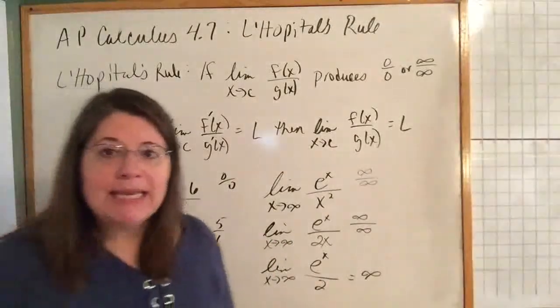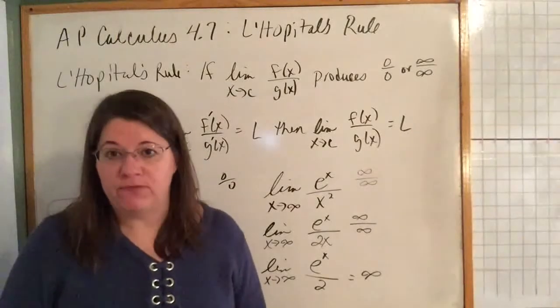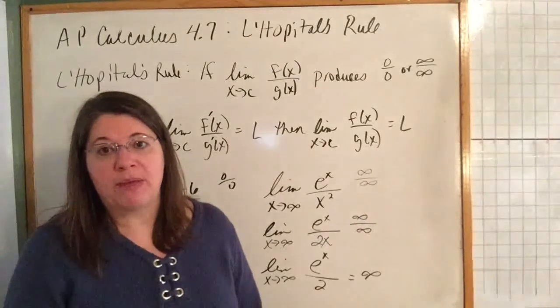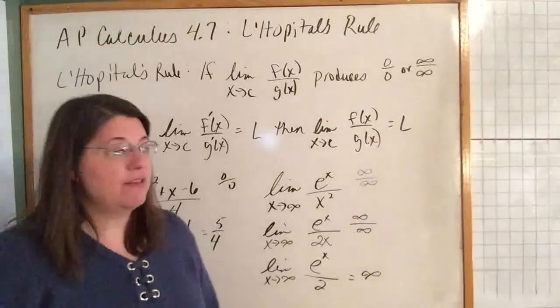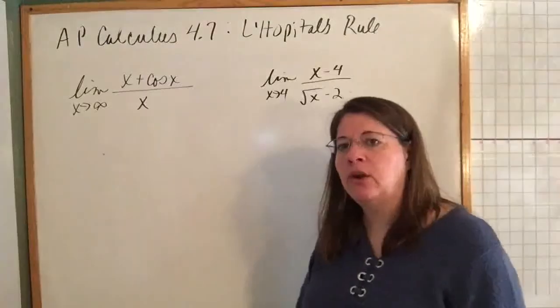So now, anytime I get the indeterminate form 0 over 0 or infinity over infinity, I'm going to automatically jump to L'Hopital's rule because it's going to make life a lot easier. And this is just a method that we couldn't learn until we knew how to do derivatives. Here are 2 more examples.